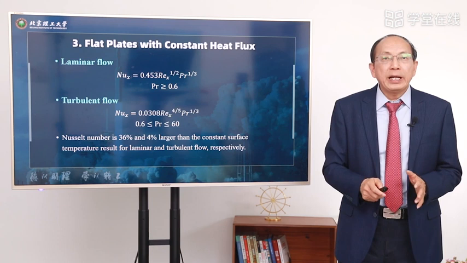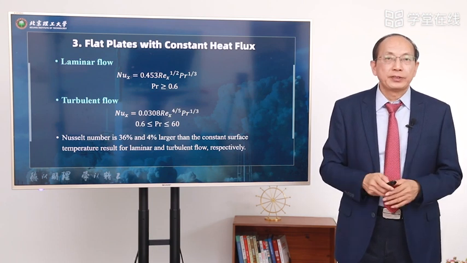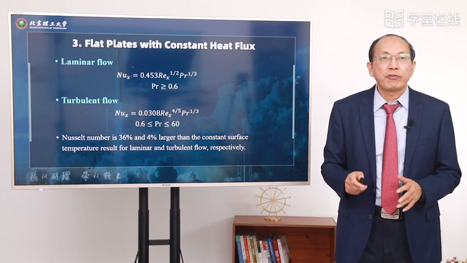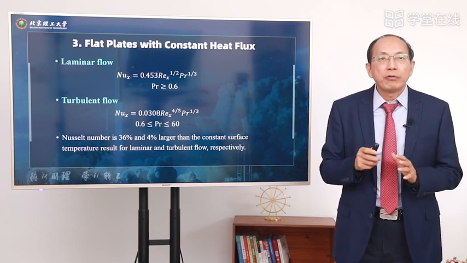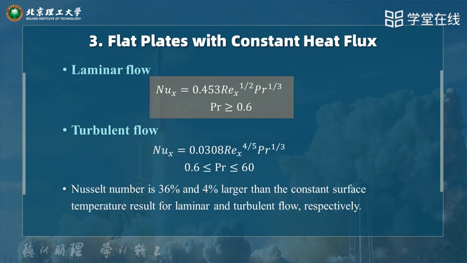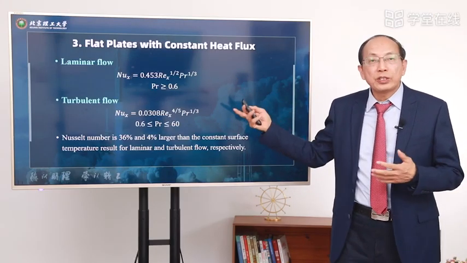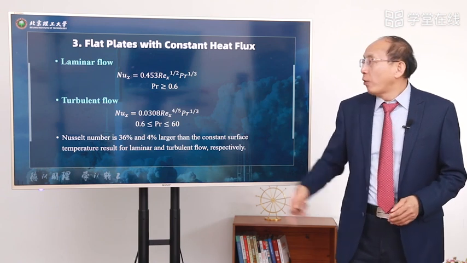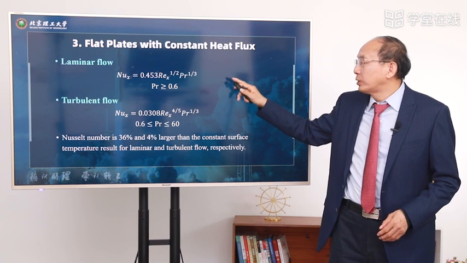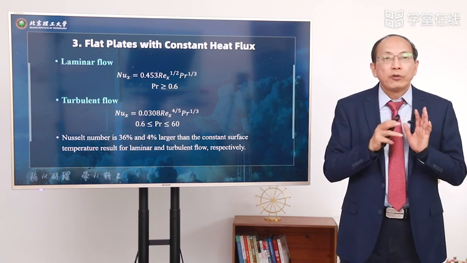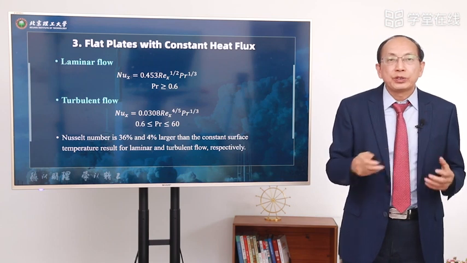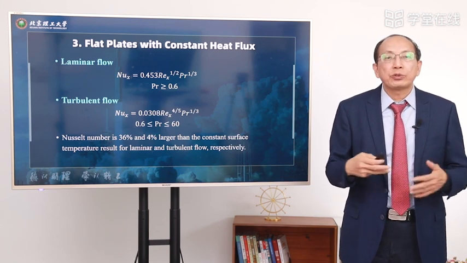If the flat plate has constant heat flux, for laminar flow, the Nusselt number equals 0.453 Reynolds number power 1 over 2, Prandtl number power 1 over 3. We can use this equation to calculate the Nusselt number, for Prandtl number larger than 0.6. For turbulent flow, we can use a similar equation to calculate.